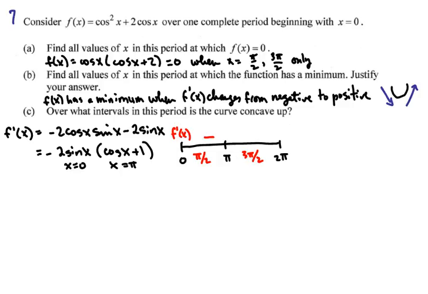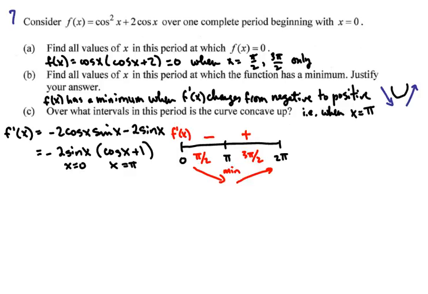And then cosine of 3 pi over 2 is going to be 0 as well. Sine of 3 pi over 2 is negative 1. So we're going to get negative 2 times negative 1, which is positive 2, and then times positive 1 gives me positive. And so we see the function decreases, then increases, giving us a minimum at x equals pi. And so we complete our justification above there.